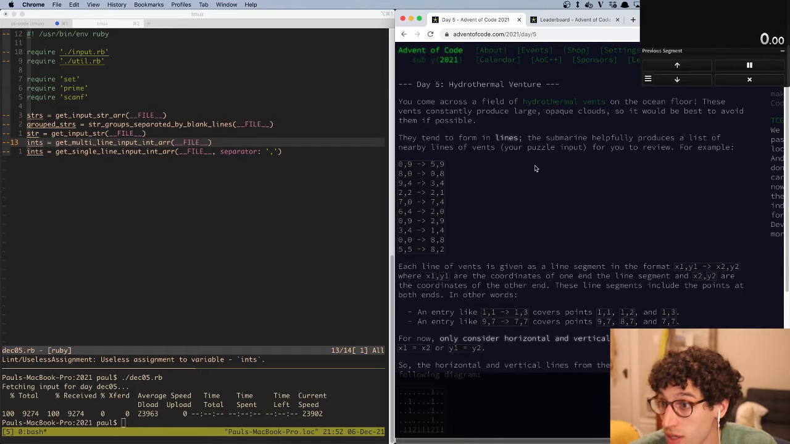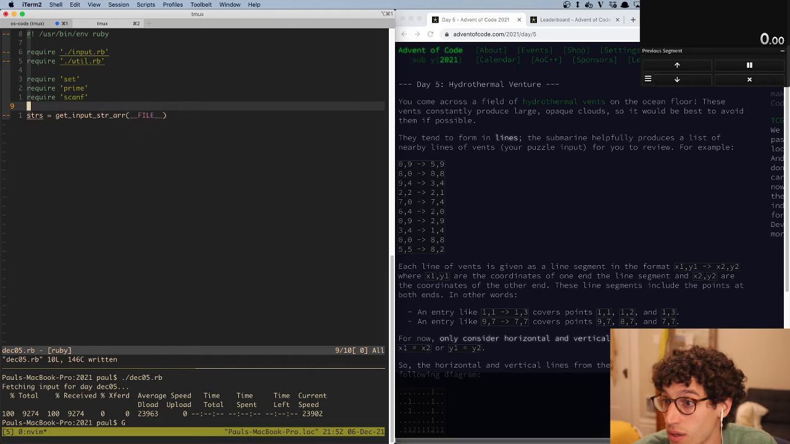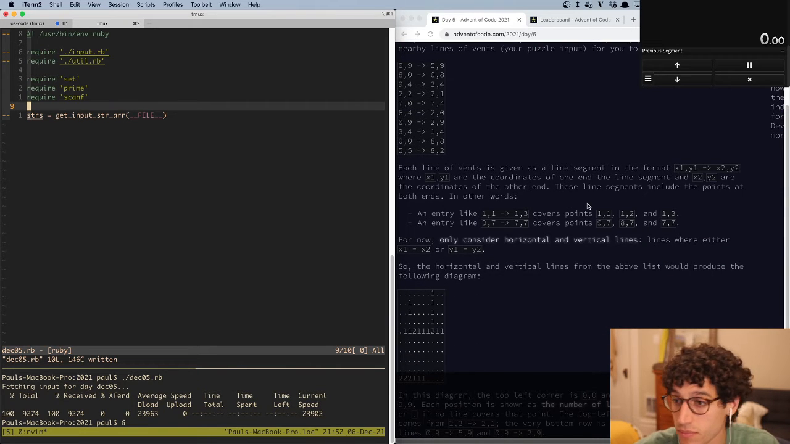Loading. You come across a field of hydrothermal vents. These tend to form lines. The submarine produces a list of nearby lines of vents. Each line of vents is a line segment: x1, y1, x2, y2.